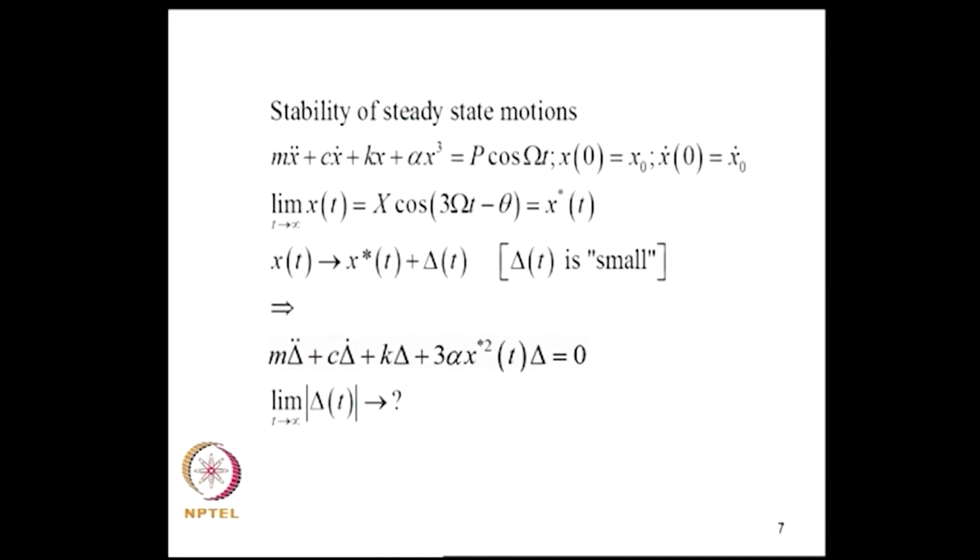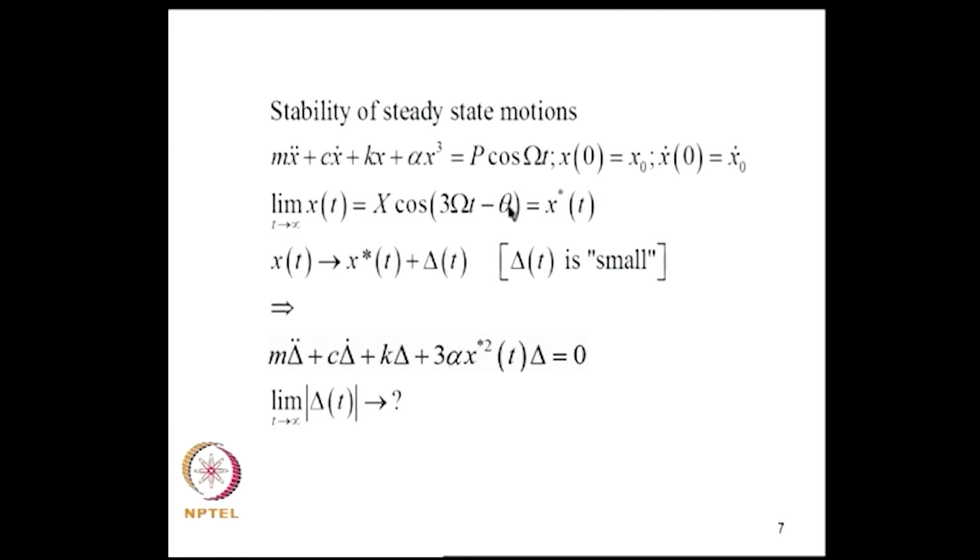The other type of questions about stability is stability of motions. For example, consider a single degree of freedom system which has nonlinear terms, say cubic nonlinear stiffness, driven harmonically with certain initial conditions. Now, based on certain logic, I propose that as t tends to infinity, one of the steady state solutions will be of this form. X is the amplitude, and because of nonlinearity I want to examine whether a solution of the form 3 omega t minus theta is possible. I call this solution x star of t.